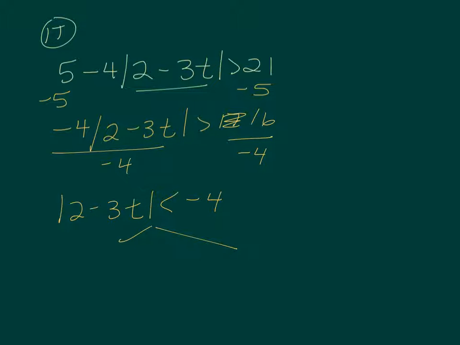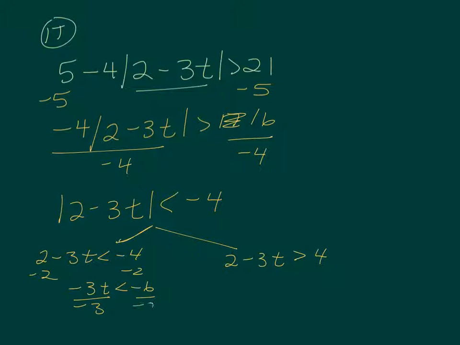Now, two inequalities. So we get 2 minus 3t less than negative 4, and we get 2 minus 3t greater than 4. Subtract 2, we get negative 3t is less than negative 6. Divide by negative 3, and we get t is greater than 2. Flip a sign. Dividing by a negative, flip the sign. This one over here, subtract 2, we get negative 3t is greater than 2. Divide by negative 3, we get t is greater than negative 2/3.